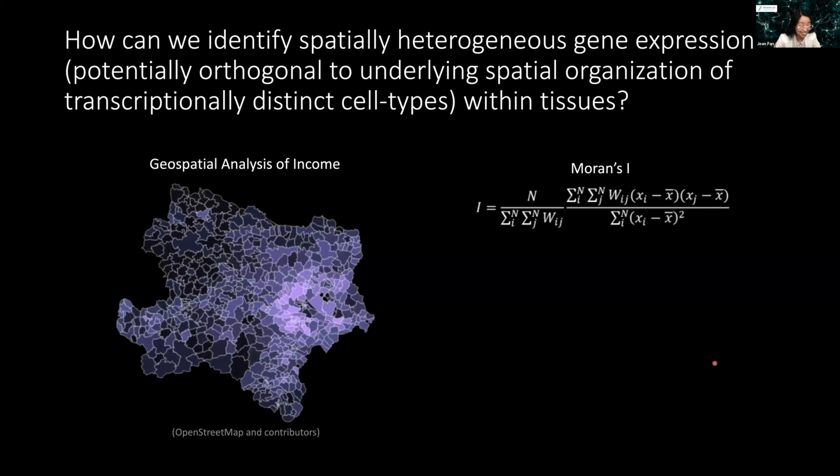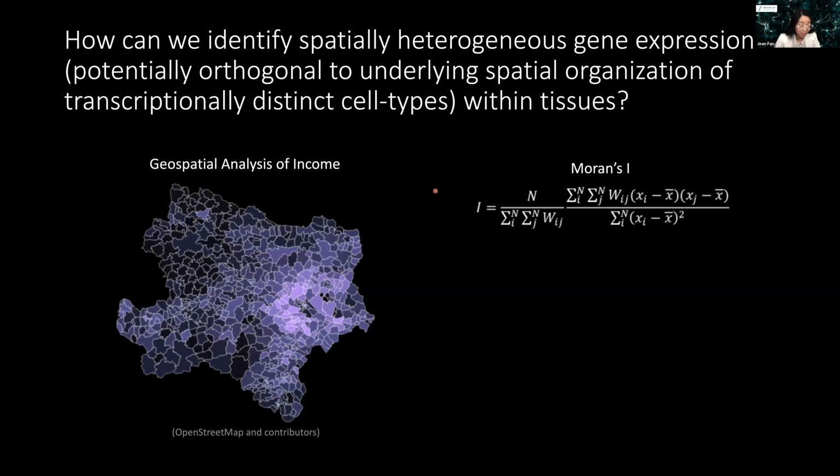So then the last analysis I really wanted to teach you all about a little today is regarding this question of how can we identify spatially heterogeneous gene expression within tissues, particularly when there's a lot of variability in cell density within tissues, and likewise, can we identify spatially heterogeneous gene expression patterns that are potentially orthogonal to the underlying spatial organization of transcriptionally distinct cell types.